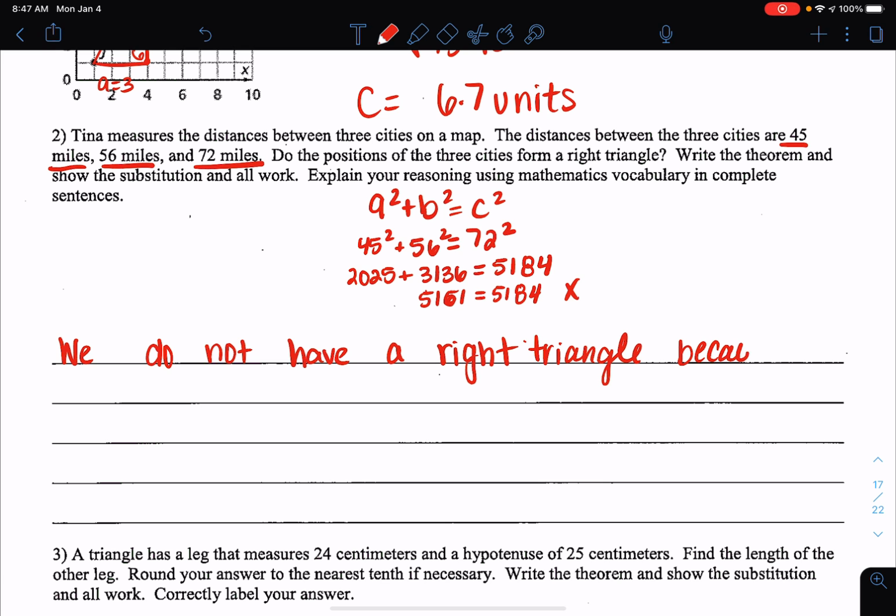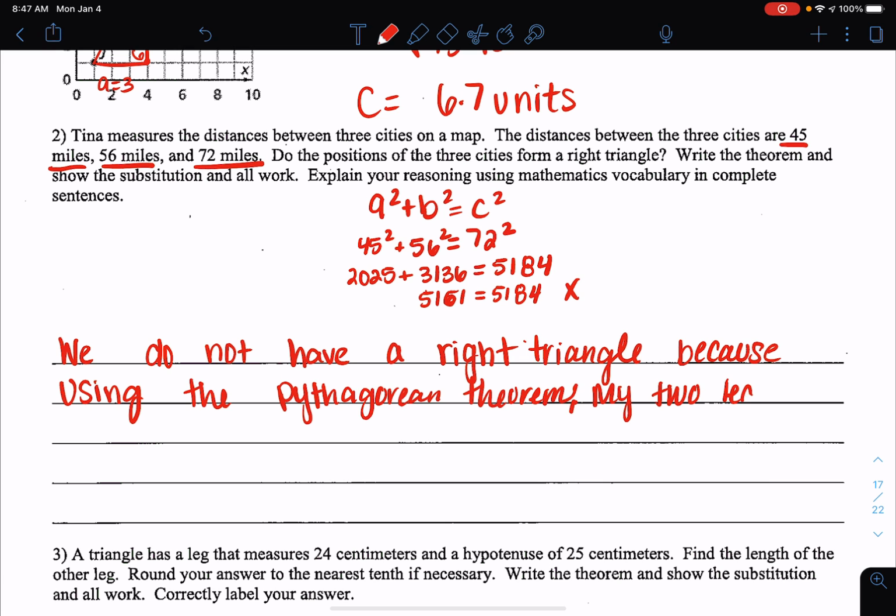because, using the Pythagorean theorem, my two legs do not equal the hypotenuse.